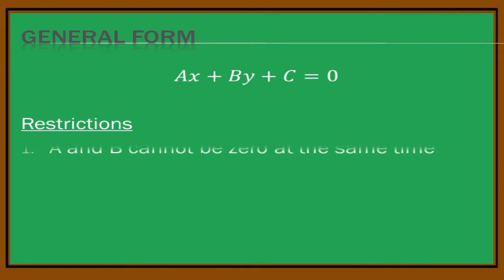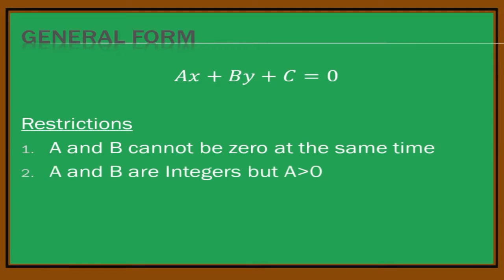Starting with the general form, an equation of the line is written in the form ax plus by plus c equals 0, where a and b cannot be 0 at the same time. A and b are integers, but a should be greater than 0, and c is a real number.